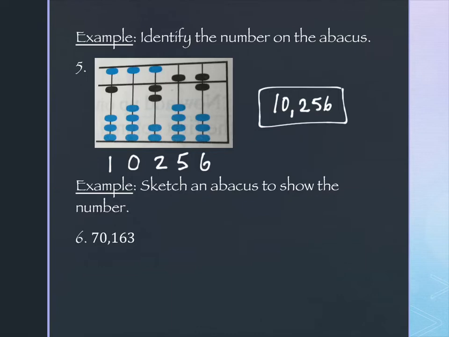Okay. We're going to do the opposite now, right? We keep doing everything in forward and reverse. We're going to keep going back and forth. So this one is the number 70,163. We're going to draw the abacus that would represent this value. Yours will probably be straighter than mine. We'll see.